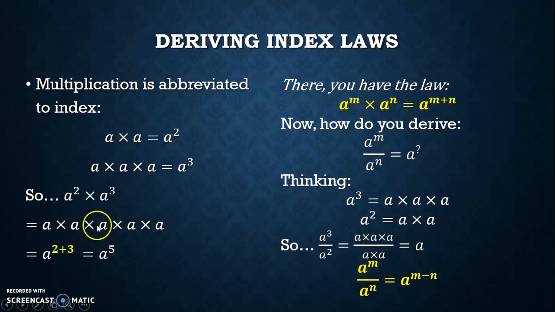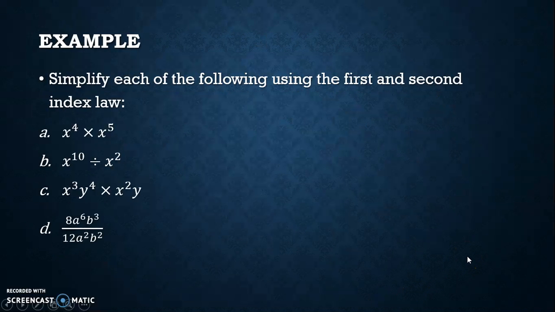So if you multiply two indices with the same base, it equals the base to the power of the indices added together. If you divide two indices with the same base, that equals the base to the power of the indices subtracted from each other. So let's see a few examples.